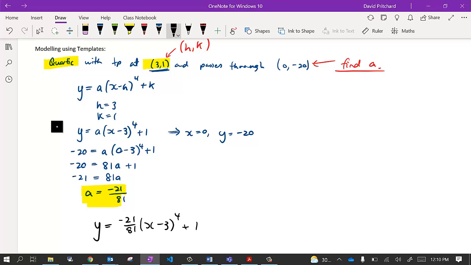Okay, so if we sketch this, it would fit our conditions, where we've got that turning point at (3, 1), and it passes through the point (0, −20). Obviously, that would be an inverted one, so it would be upside down. I determined that by looking at the a value. We've got a negative a value, so it's an inverted quartic. Okay, so that's our skills with quartics. We will look at more complex quartic polynomials later when we are factorizing and sketching factorized polynomials. Okay, thank you very much.